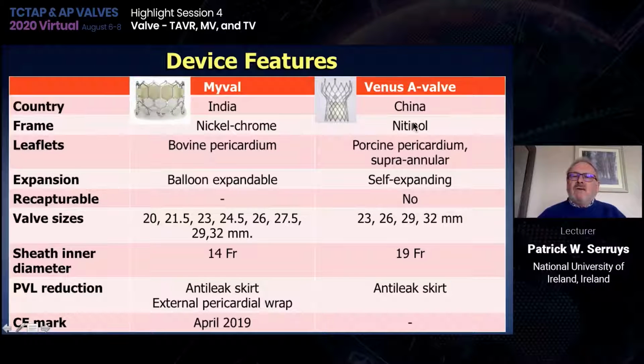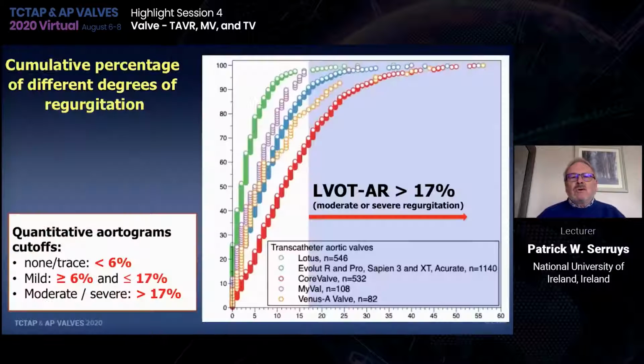And then you have the Venus, which is in nitinol, self-expanding, porcine pericardium, supra-annular, also a 32, but the sheath is about 20 French, and it has an anti-leak skirt.